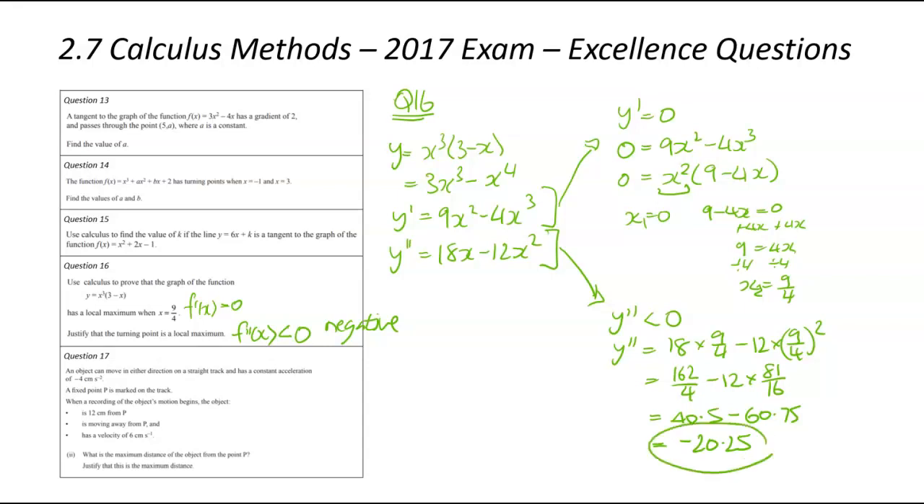So that's really good. That is a negative number, which matches our prediction that a maximum needed to have a negative second derivative. So what we need to do is conclude: as f dash x is equal to 0 and f dash dash x is equal to negative 20.25 at x equal to 9 over 4, we therefore have a maximum.